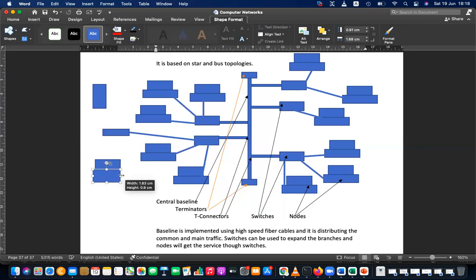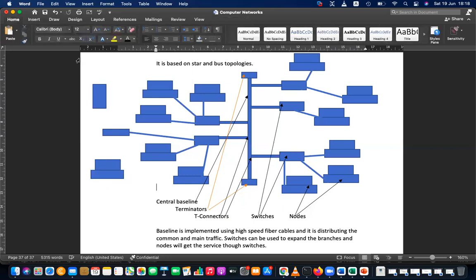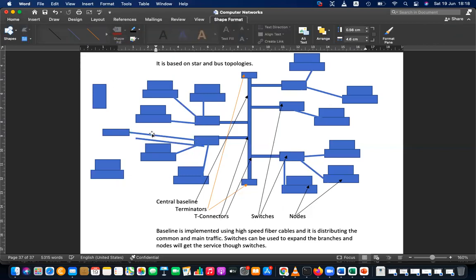The main idea of tree topology: think about how a tree grows. It can expand, right? In its whole lifetime it can keep developing and expanding. That feature is there in the tree topology. It's possible to expand.